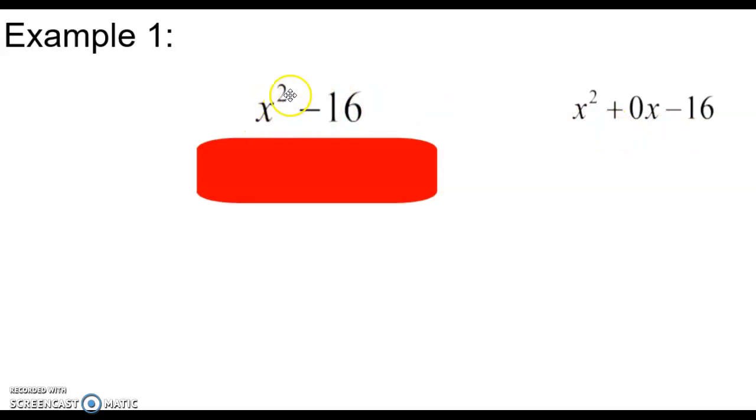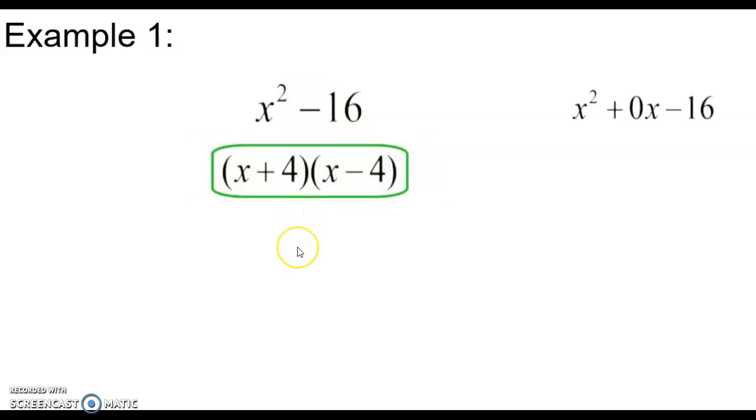I've got my first term as a perfect square because this is an even exponent. My second term, 16, is a perfect square, and then I have this minus sign here. So my factors are simply x plus 4 and x minus 4. Notice that the first term in each of my parentheses is the square root of my first term. So the square root of x squared is x. The square root of 16 is 4 and 4. And then one is positive and one is negative. And that is how we will get to that negative 16.